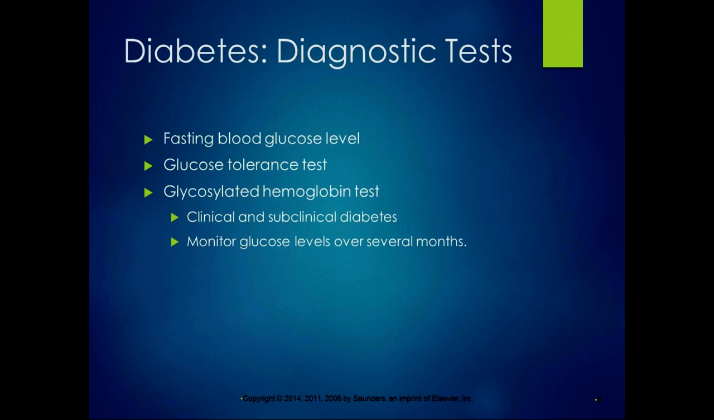The diagnostic tests that they do are the fasting blood glucose level, glucose tolerance test, and glycosylated hemoglobin test. So that can help detect clinical and subclinical diabetes. Subclinical is where you have the elevated blood sugar levels, but you're not having the symptoms yet. And it can monitor glucose levels over several months.